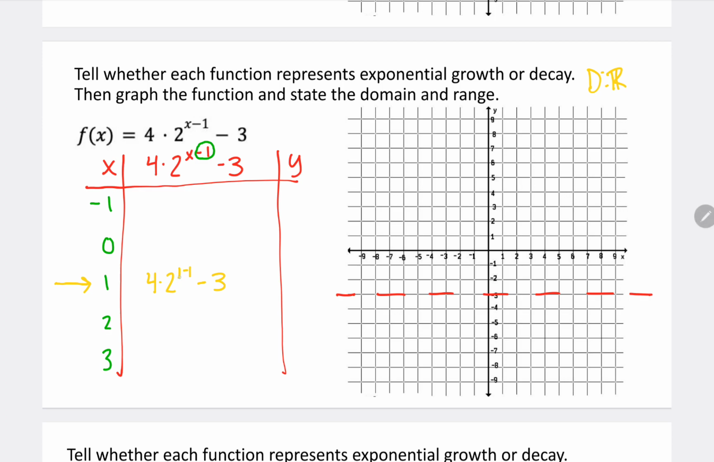So if my exponent is 0, 1 minus 1 is a 0. So I have 4 times 2 to the 0 power. Remember, order of operations matter. So we do 2 to the 0 power first, which is 1. Then multiply that by 4 and then subtract the 3.